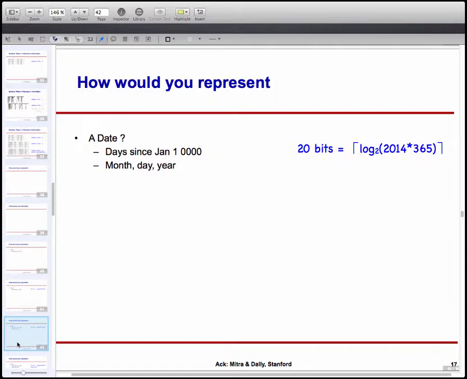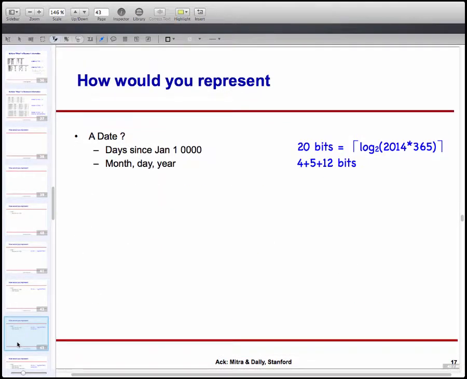So how many bits for month? 4. How many for day in the month? So 31 days, how many bits do we need? 5. And year, let's say we are sticking with 4-digit years, so you can work it out. Okay.